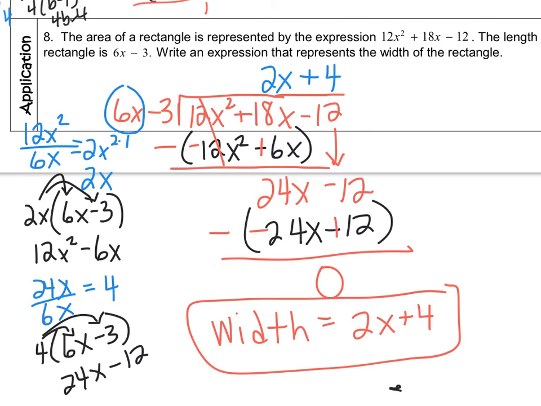Okay, so as you divided your area by the length, you came up with a width of 2x plus 4. It is a factor of it. There was a remainder of 0.